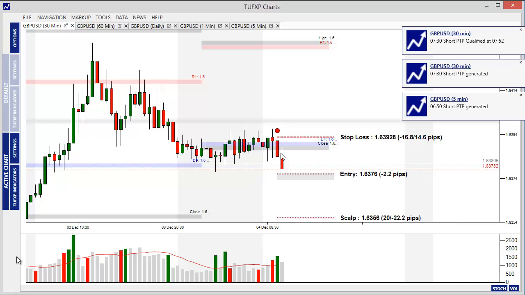The market's traded back through the pivot points as well. So we've closed through the main pivot, which is the DP, the daily pivot. And if you're not familiar with these, then take a look at the pivot training videos that are available in the training section of the website.